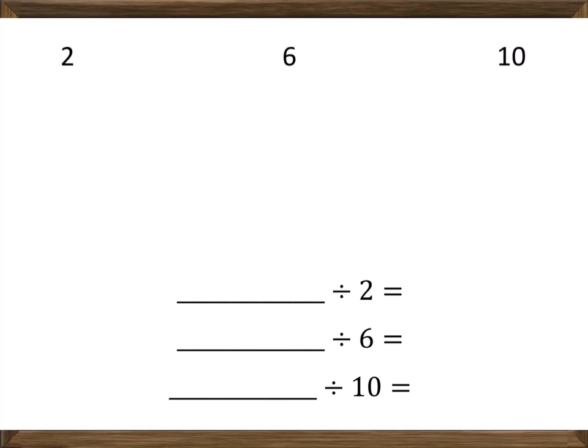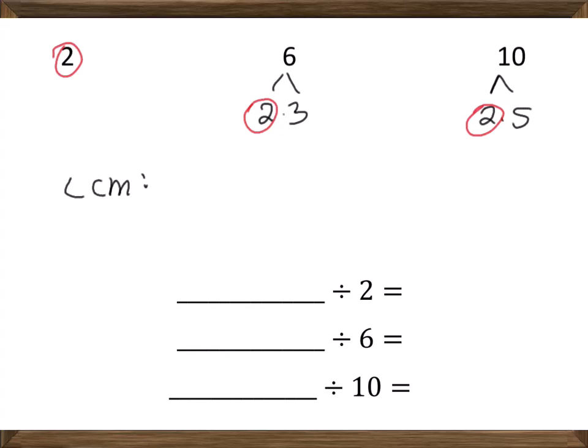Let's do some more examples. So we have 2, 6, and 10. Let's do our prime factorization. 6 is 2 times 3, and 10 is 2 times 5. Let's build our least common multiple. I have a 2 here, and here, and here. So 2 has to go into my least common multiple. Then I also see that I have a 3. So 3 has to be part of my least common multiple.